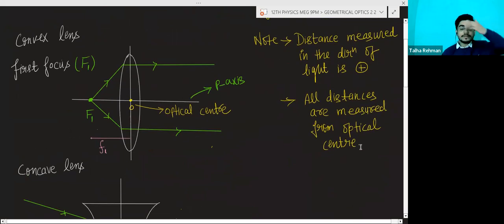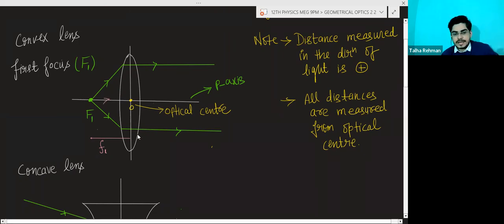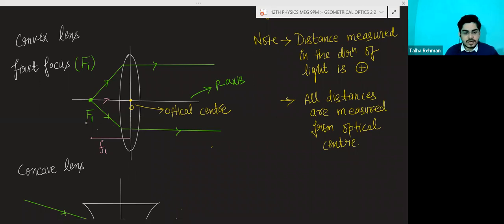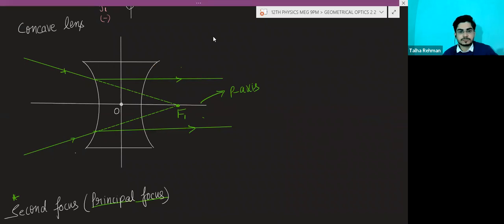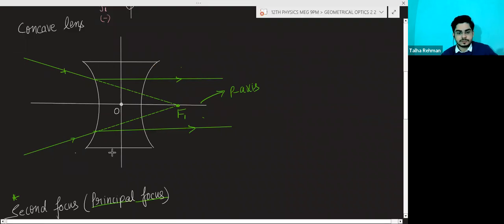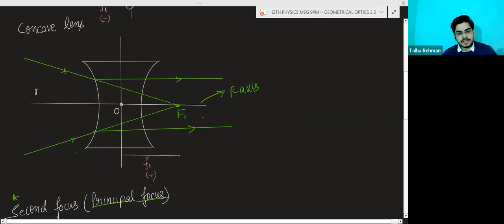Now, positive or negative is decided by the direction of the incident ray. The incident ray is in this direction, and you are measuring the distance in this direction, means this focal length f1 will be negative. Here in this case, the focal length will be this distance, the distance between the pole and the focus. So this will be f1, and this will be positive because this is measured in the direction of the incident ray. Incident ray is coming in this direction.